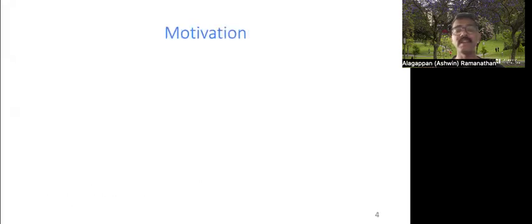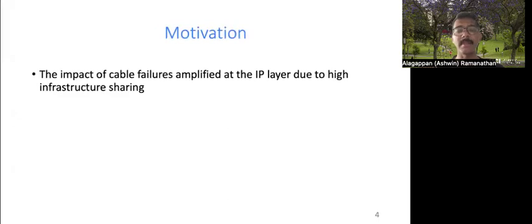And the impact of these failures is further amplified at the higher layers of the internet. This is because multiple autonomous systems or ASs often share a single cable, each with numerous IP links on the cable. Consequently, when a cable fails, all the IP links relying on that cable are affected.